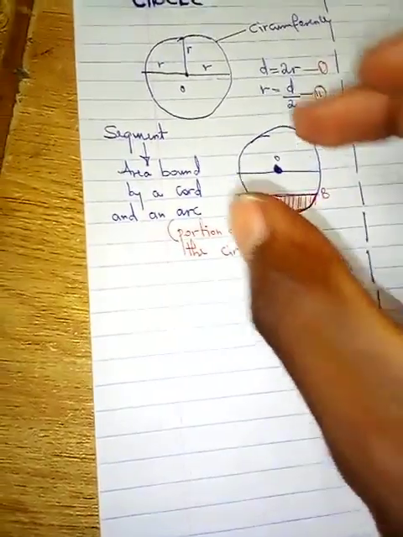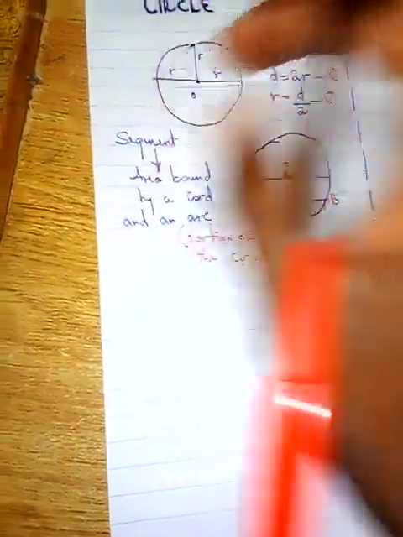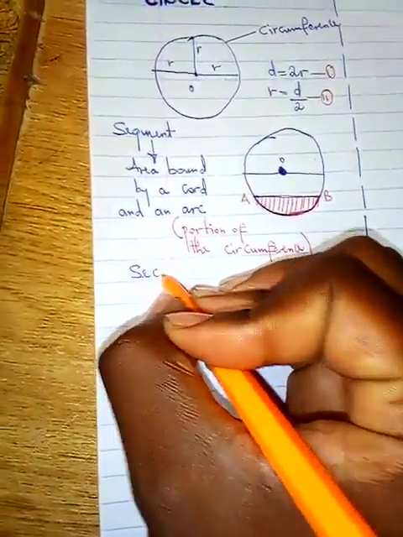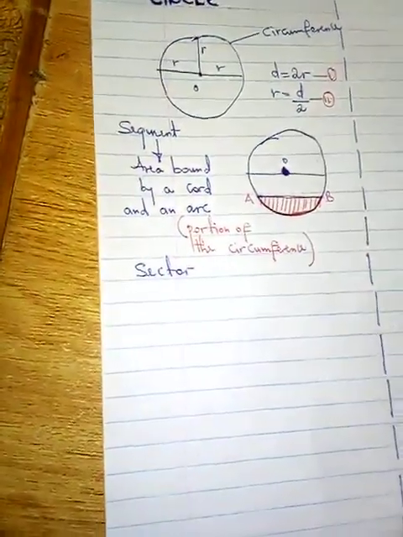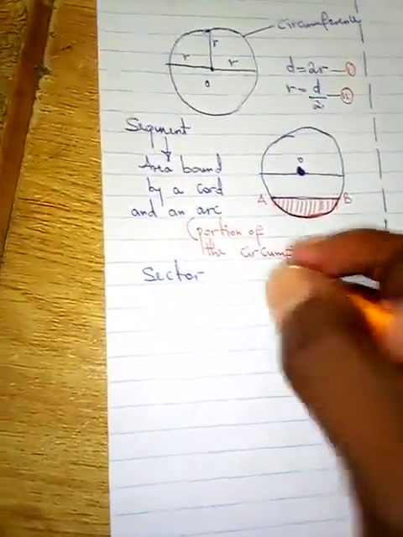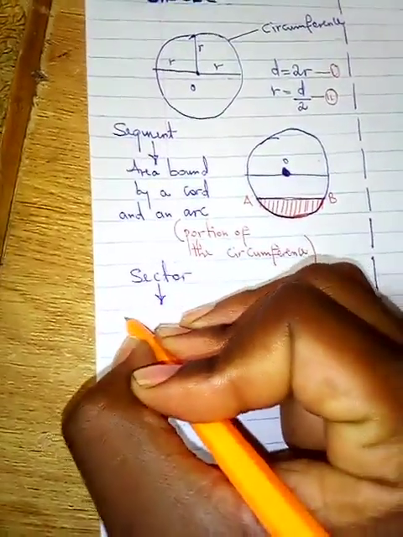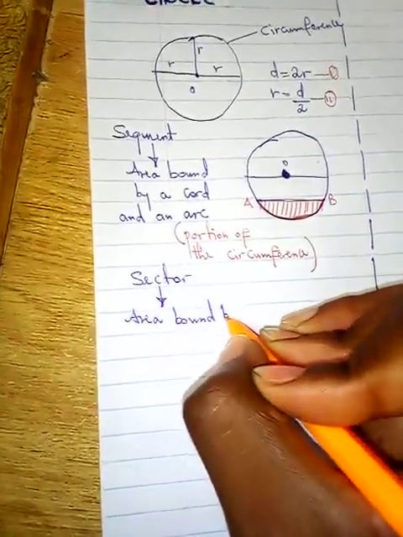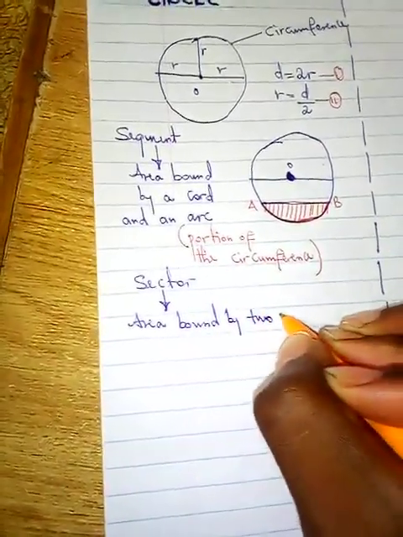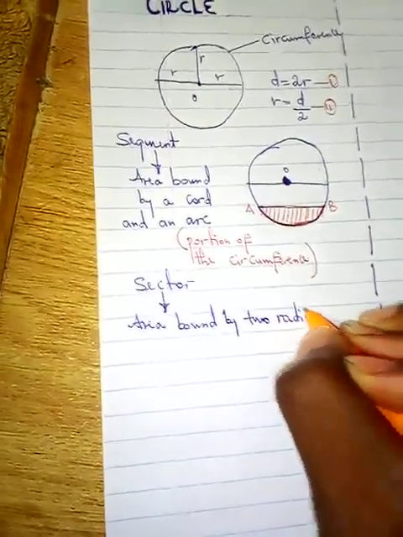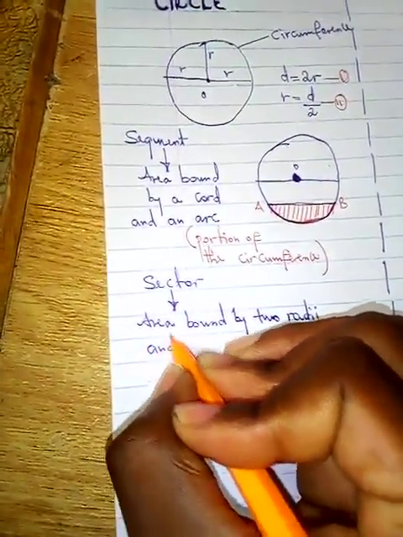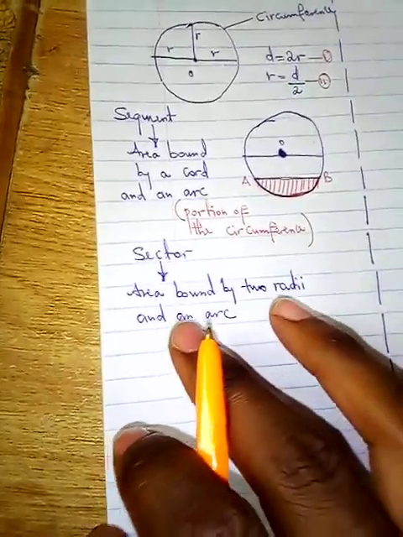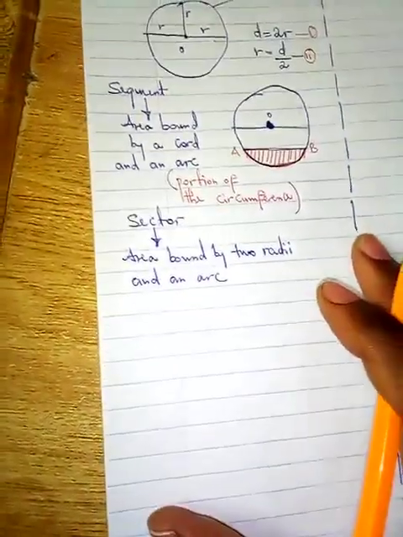So, apart from knowing what a segment is, you also need to know what a sector is. A sector is just an area bound by two radii and an arc. So, a sector is an area bound by two radii and an arc.